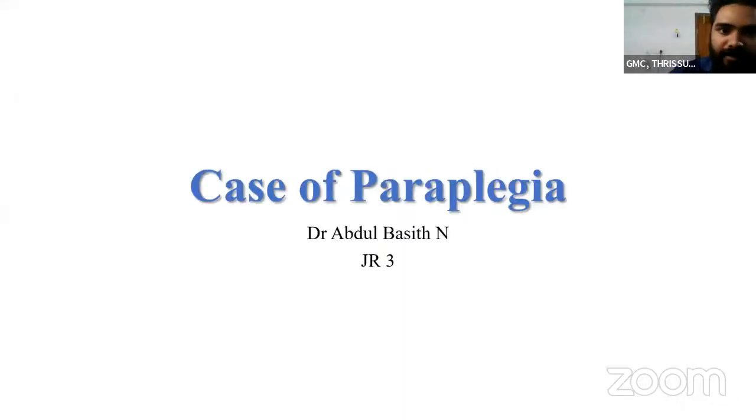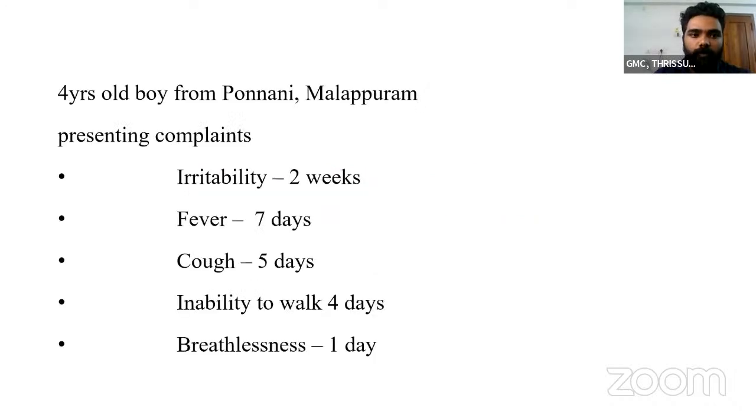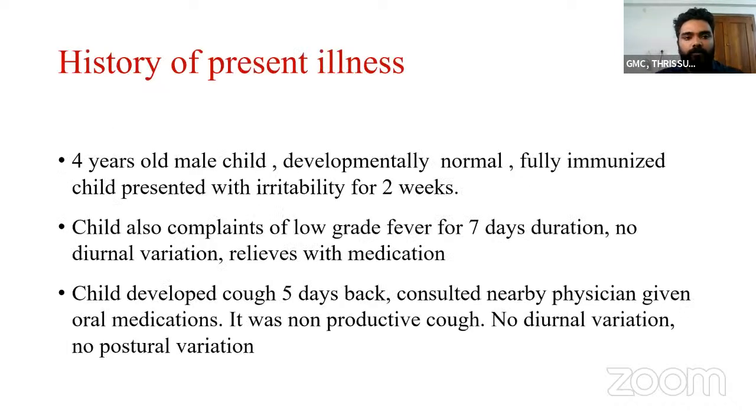Respected teachers and my dear friends, I'm here presenting a case of paraplegia, acute weakness of bilateral lower limb. A 4-year-old boy coming from Ponnani, Malappuram, presented with irritability for 2 weeks, fever for 7 days, cough for 5 days, inability to walk for 4 days, and breathlessness for 1 day. The child is developmentally normal and fully immunized, with irritability for 2 weeks and low-grade fever for 7 days duration.